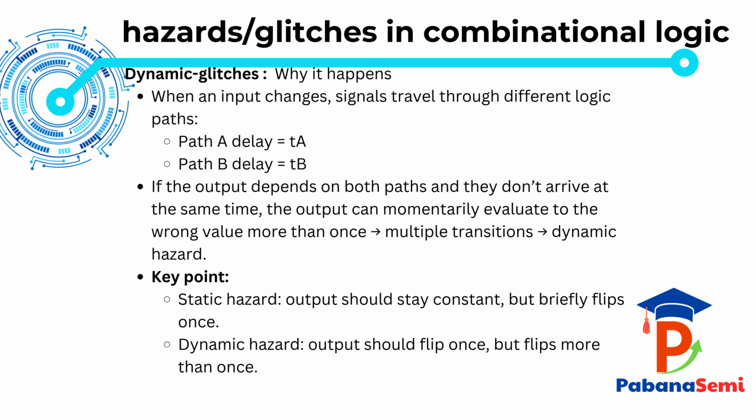Now here's the key difference. In a static hazard, the output is supposed to stay constant, but briefly flips once. In a dynamic hazard, the output is supposed to flip once, but flips more than once. So dynamic hazards are essentially multiple glitch pulses caused by unequal multipath delays in multi-level logic.